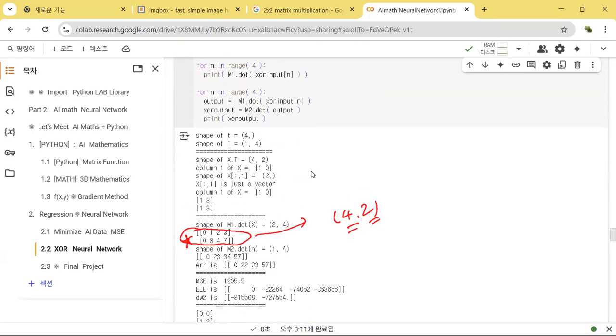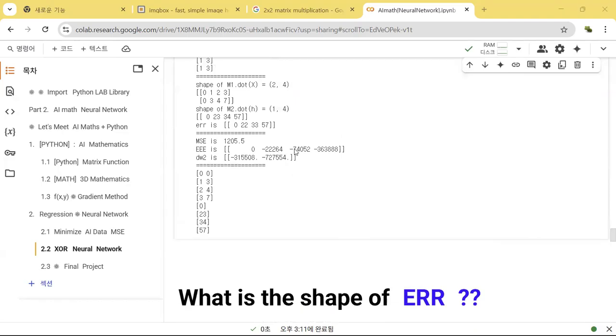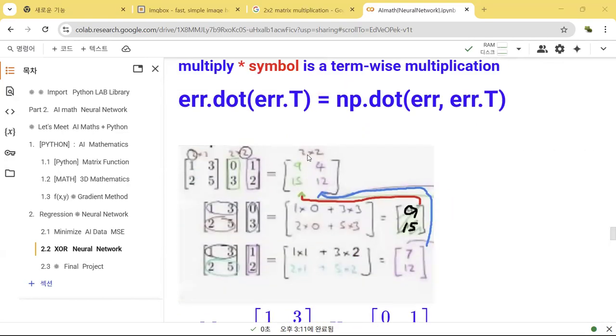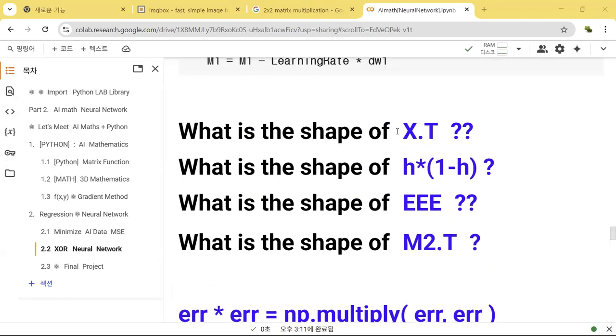Okay. It's easier to read from here. Let's see. The shape of X transpose is 4 by 2. In this way, you may write down a print command before what you want to know the shape of the variable, and you can get this kind of information. And anyway, the question is, what is the shape of X transpose?